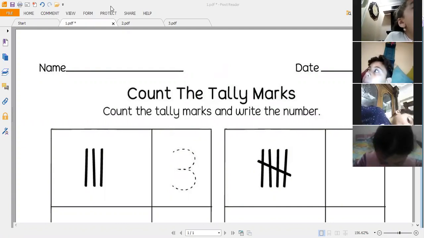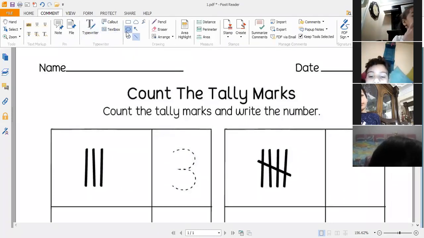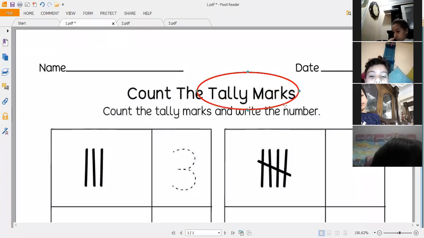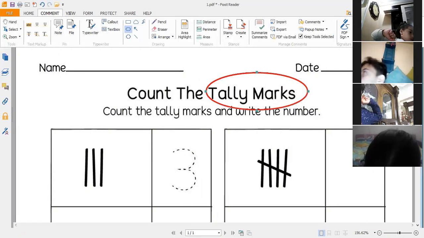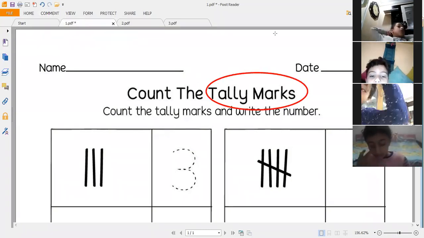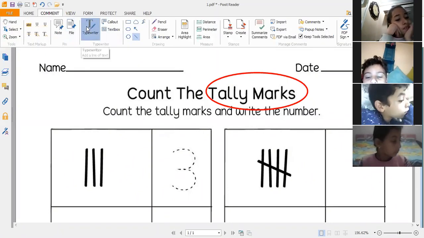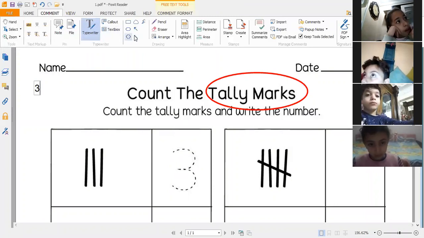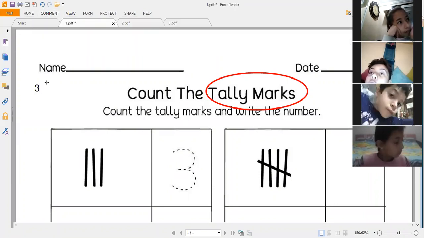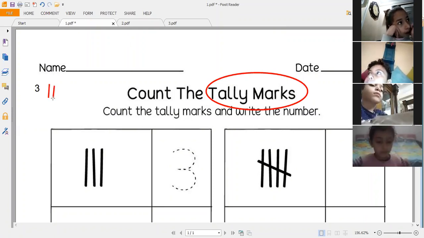The tally marks, grade one, are marks like this, lines. We call this tally marks. The tally marks are lines. We use these lines to represent the numbers. For example, I want to represent number 3 using tally marks. So I will draw 3 lines. 1, 2, 3.